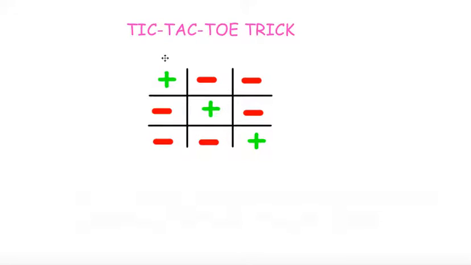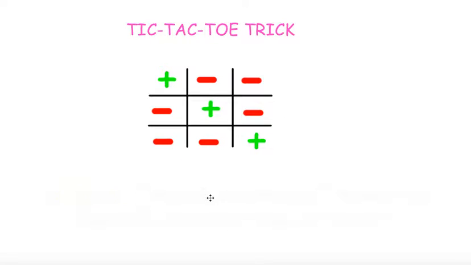The way it works is you read from left to right: a positive times a negative equals a negative. A negative times a positive equals a negative. A negative times a negative equals a positive. You can also read it diagonal. Positive times a positive is a positive. Negative times a negative is a positive.